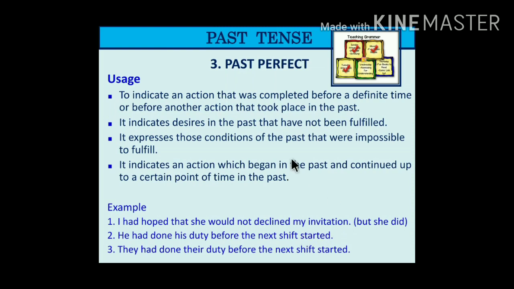Next, to indicate an action that was completed before a definite time. Now here is the thing that we talked about: past perfect tense and present perfect tense. Past perfect tense, here two things will be indicated: one, that the action was done in the past, and that the action is completed. Present perfect tense will indicate that the action is completed, but it is completed just now.